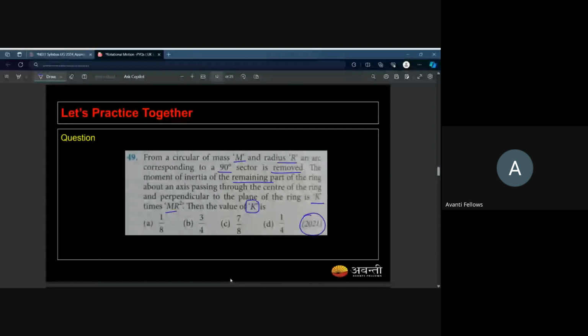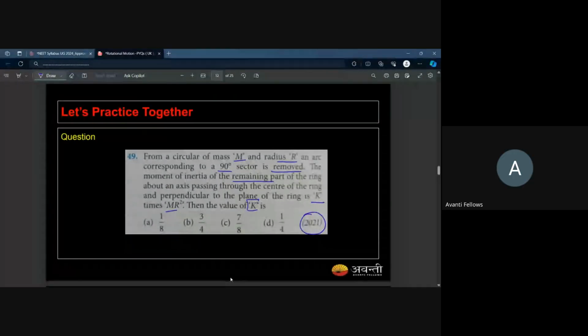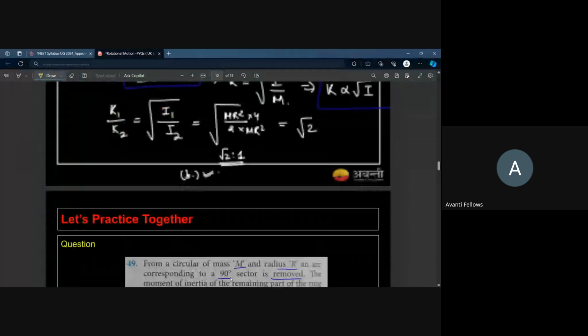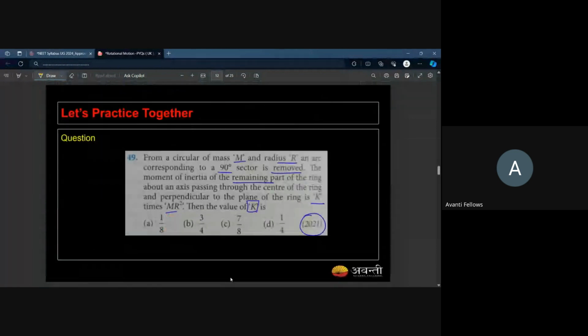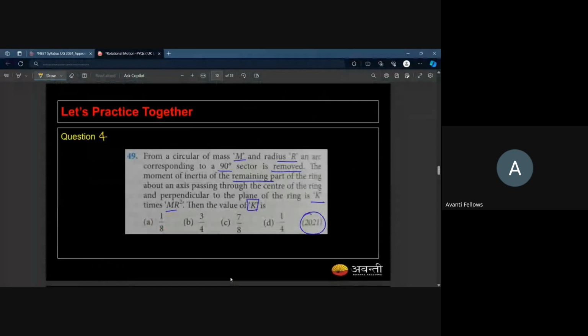Okay, let's see if we can do a few questions. So this is your question number 4, I guess, right? Yes. This is your question number 4. Right now the time is 18:28. You have 2 minutes to solve this question, and let's answer over the poll.